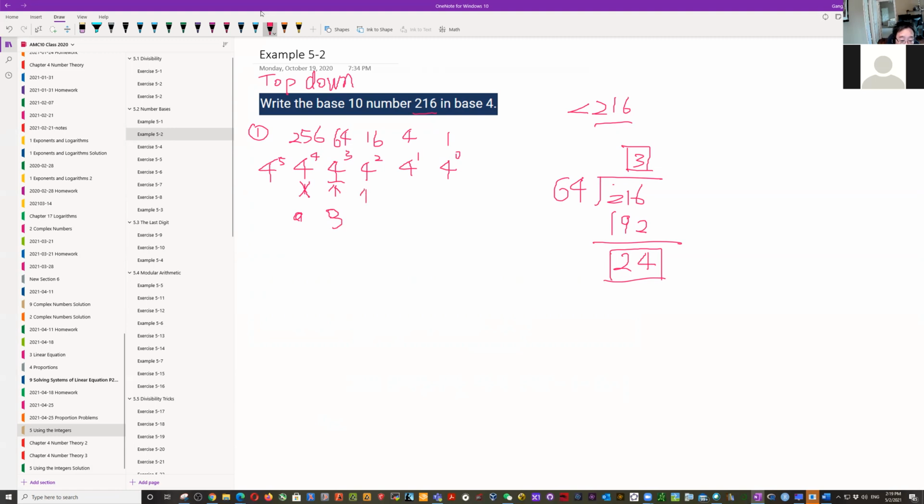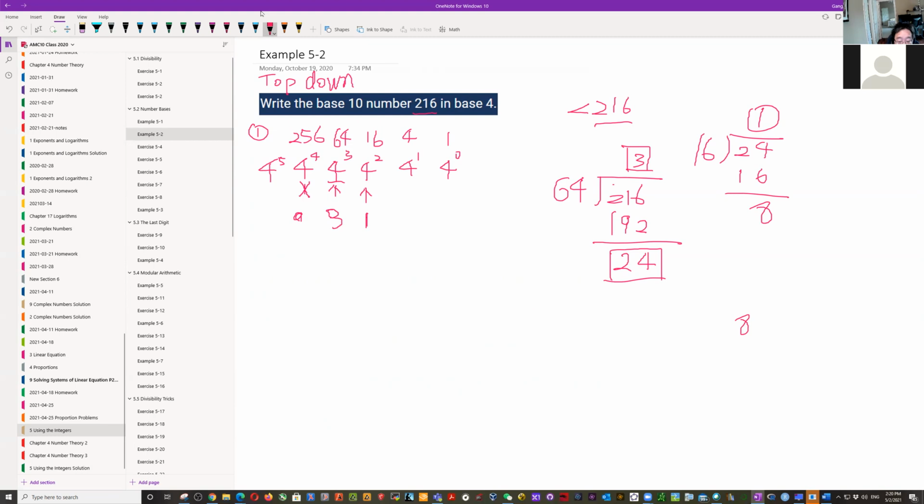On this position, it's 16. So I need to ask myself, how many 16s can I get out of 24? So 24 divided by 16. This can be achieved by division, and the remainder is 8. So with the remaining 24, I can spare one 16. So that's 1, the divisor comes here as 1. Then I have a remainder of 8.